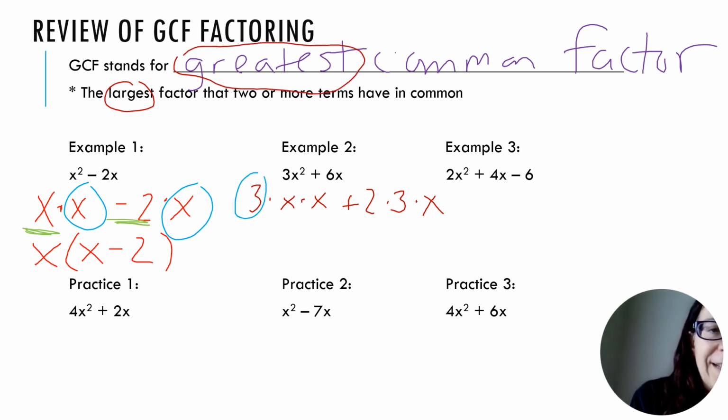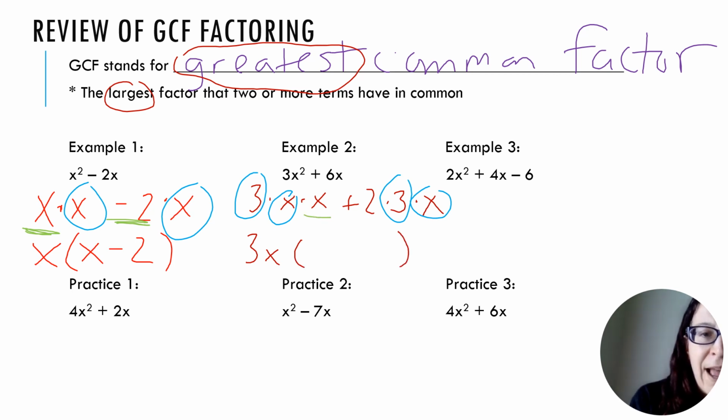Now remember, we're looking for the largest factor, the greatest common factor. So there is a common factor of 3, a factor that these two terms have in common, but it's not the greatest common factor because there's actually more that they have in common. They also have an x in common. So what that means is that my greatest common factor is actually 3x. And what's left is x plus 2.